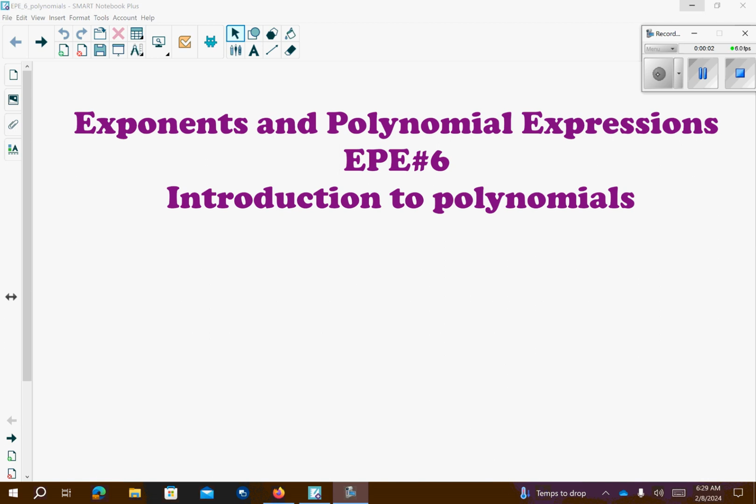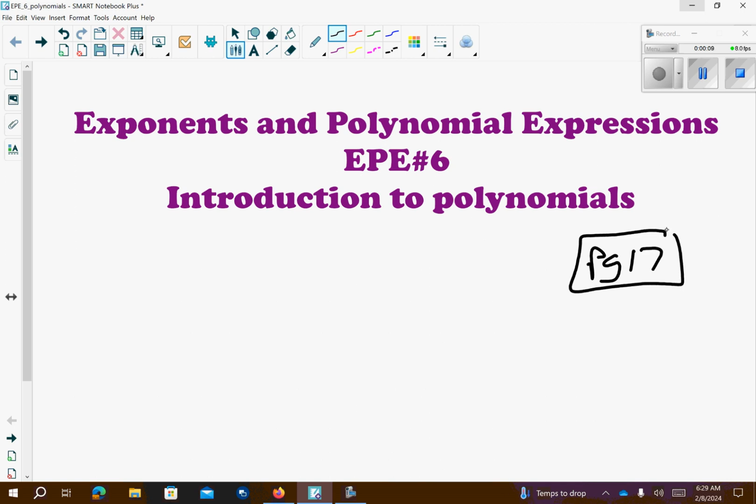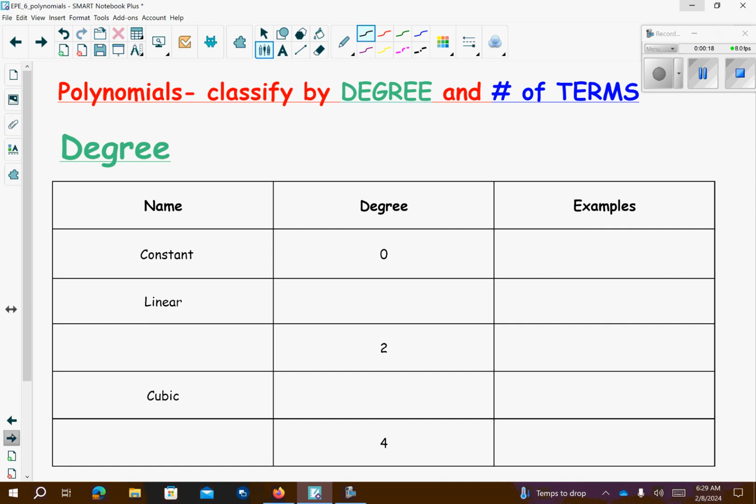Hey, Algebra 1. These are the notes for page 17 in your notebook. We're going to start naming something called polynomial. That's something with a whole string of x's raised to exponents and things like that.